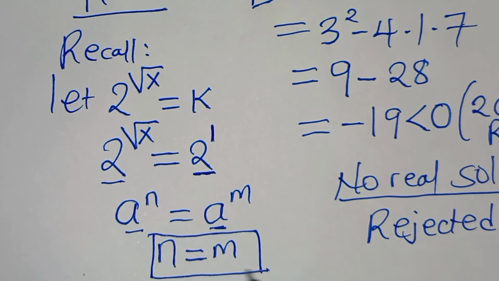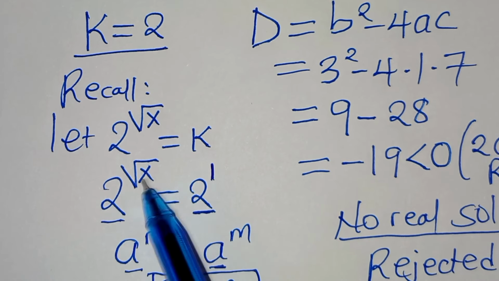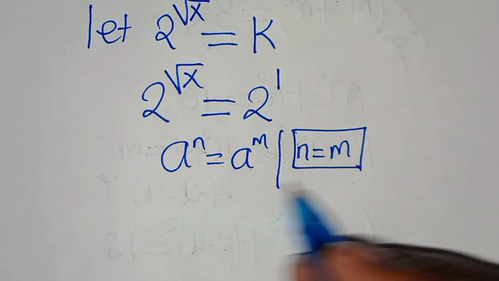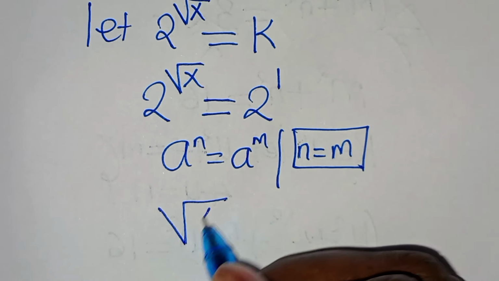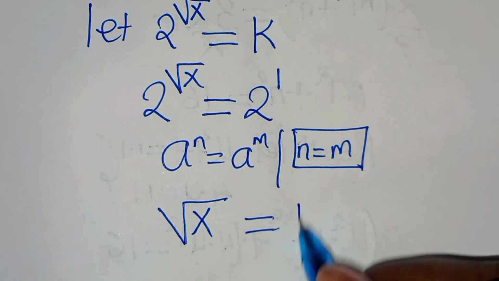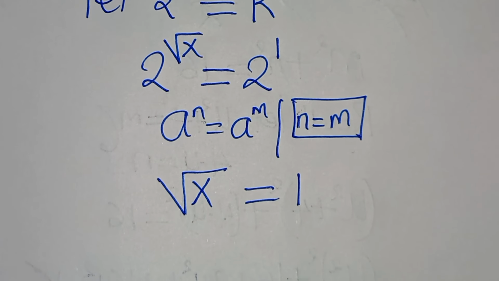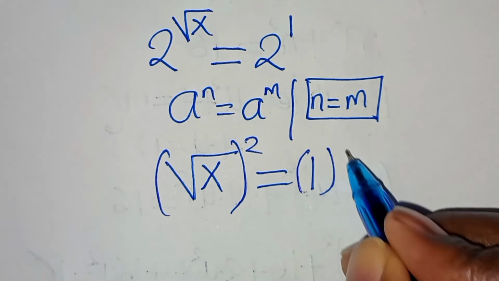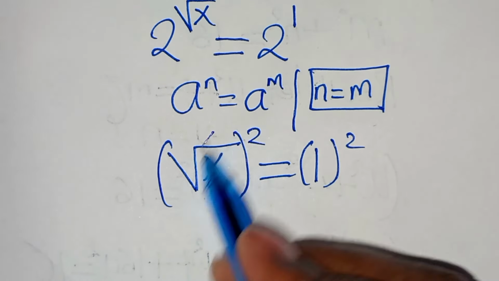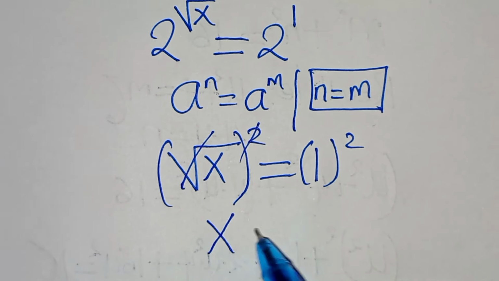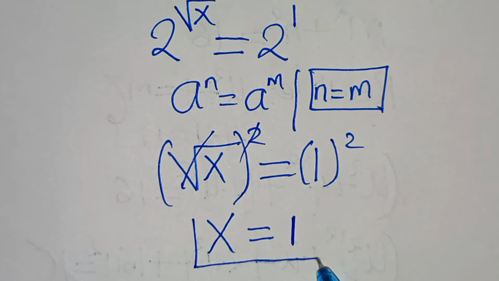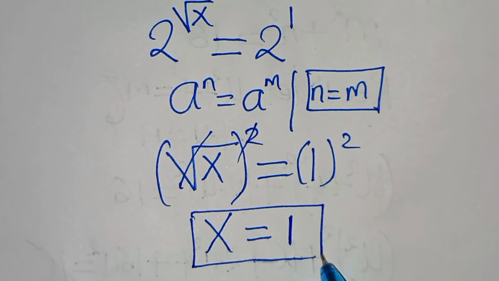So applying this property, we have that the square root of x is equal to 1. Now to solve for x here, we will square both sides, so that x is equal to 1 squared, which is 1. So the value of x is equal to 1.